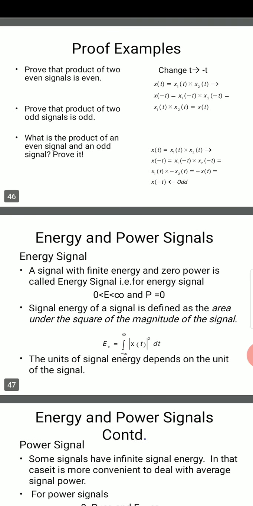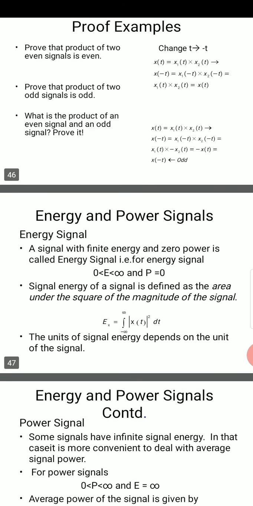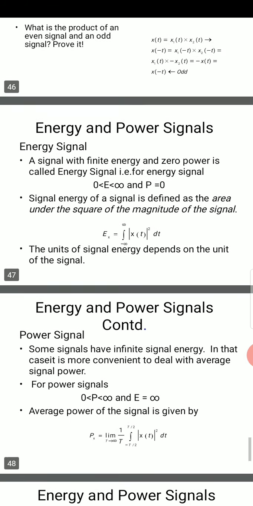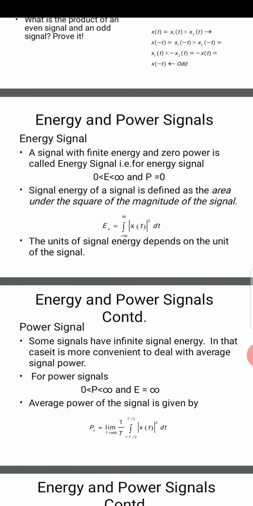Energy and power signals. A signal with finite energy and zero power is called an energy signal. All periodic signals are power signals. The energy of a signal is defined as the area under the square of the magnitude of the signal: the integral from minus infinity to infinity of |x(t)| squared dt. This is energy. The unit of signal energy depends on the unit of the signal. What is the energy signal and power signal?